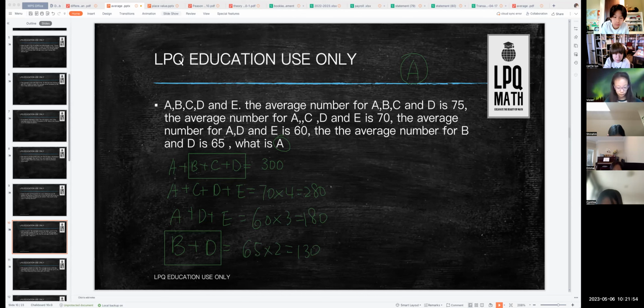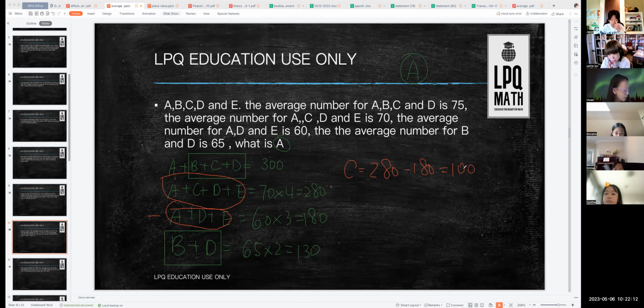So how do I get C? If you take a look at this one and this one, this is A, C, D, E. This is A, D, E. So these two subtracted. So C equals 280 minus 180 equals 100. Correct? Everybody, Emma? Correct? So now we have what?